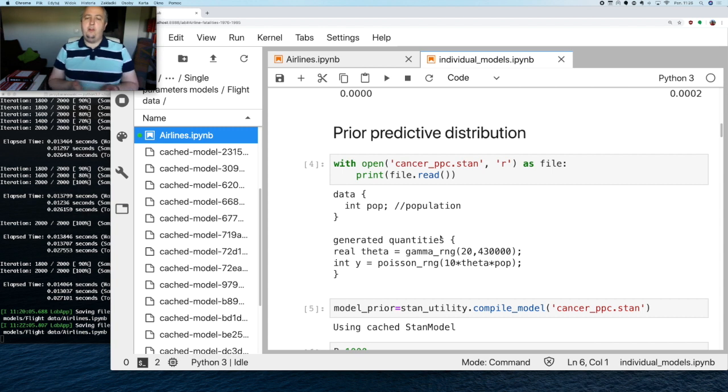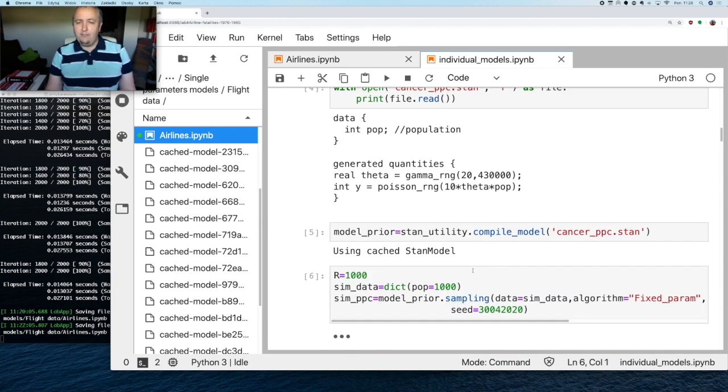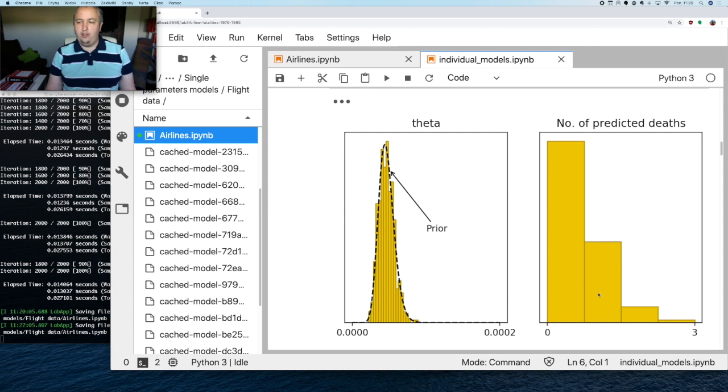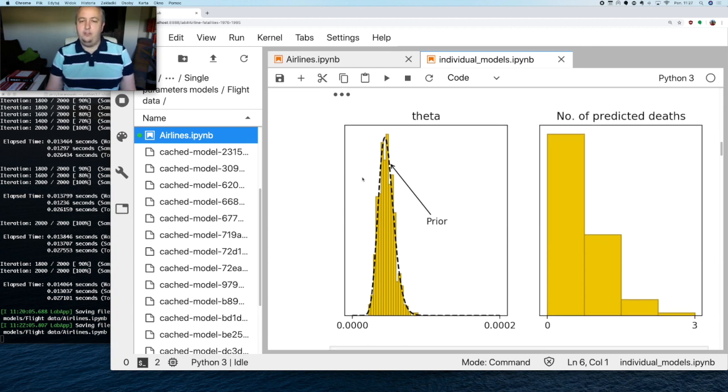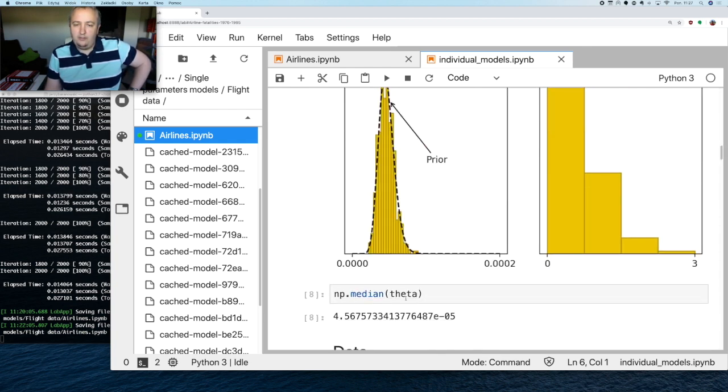We can, of course, repeat our idea to create some prior predictive distribution. Having our model and a given population, we sample from our prior distribution, we take theta, and using our model we sample how many deaths should happen for that population. For a population of 1,000 people, we can get between 0 and 3 deaths in the 10-year period, and the distribution is consistent, of course, with our prior.